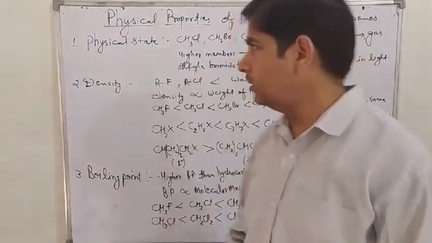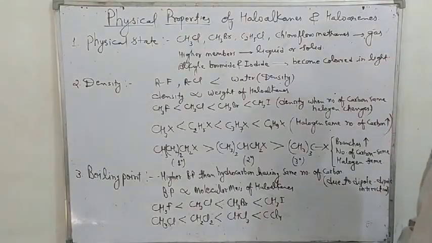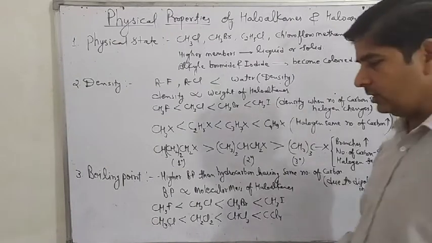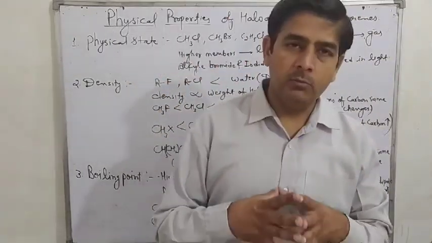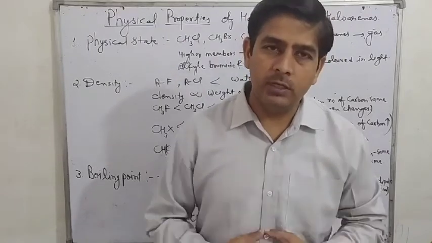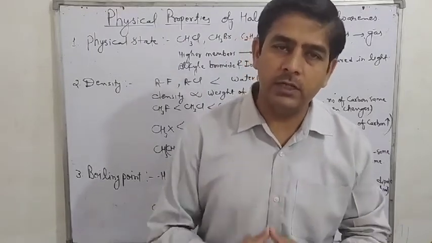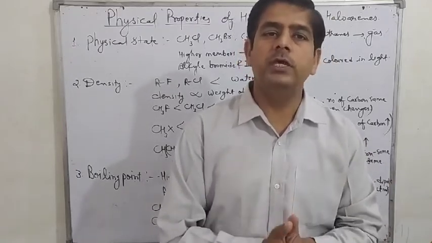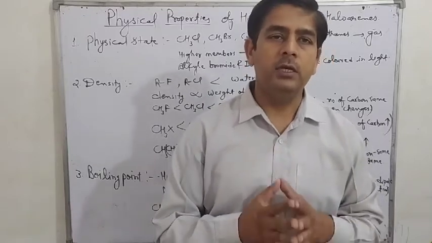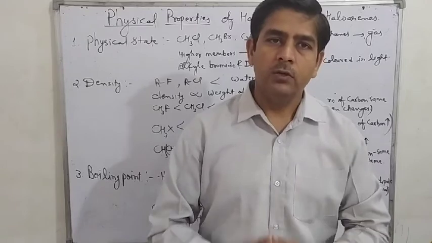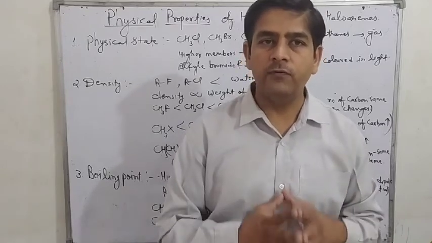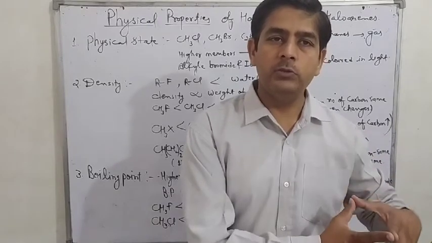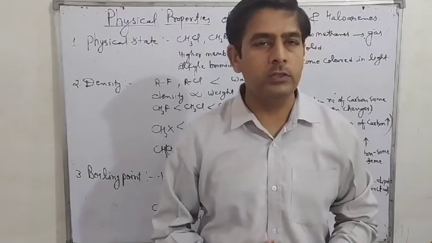Okay, so now let's start with the physical properties. The first physical property is physical state. As the number of carbons increases, as the molecular mass increases, the physical state also changes. Mostly, compounds which have low molecular mass are found in the gaseous state. With the increase of molecular mass, their physical state changes from gaseous to liquid, and compounds having higher molecular mass are mostly found in the solid state.